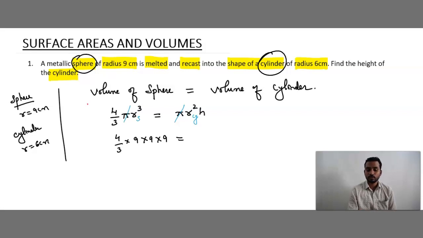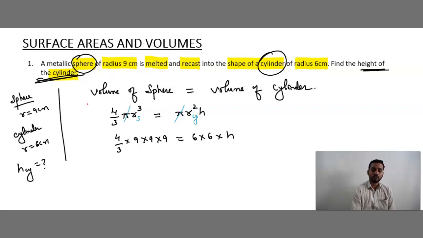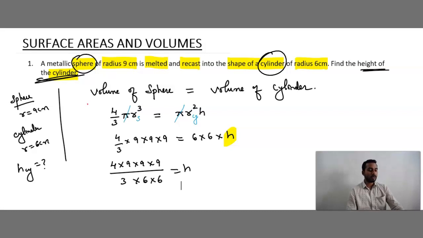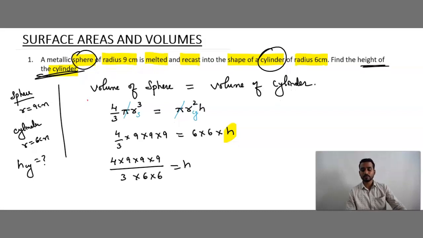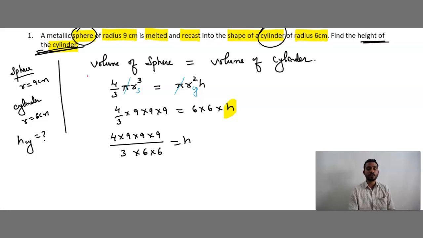Okay, 9 cube. R square, the radius of the cylinder, is 6 into 6, into the height of the cylinder. That is what we need to find. Height of the cylinder only we need to find. Now just try to keep this h in the same place, and shift the rest of the values to the other side. So what happens? 4 into 9 into 9 into 9 divided by 3 into 6 into 6 is equal to h. I have kept 6 into 6 and h as they are, and the rest of the terms I have taken to the LHS.